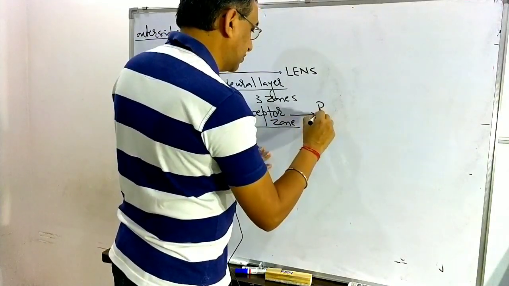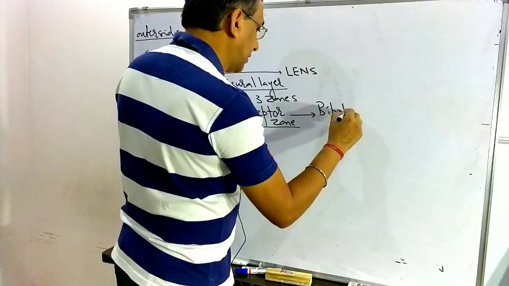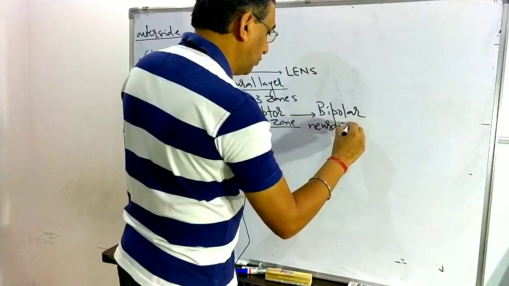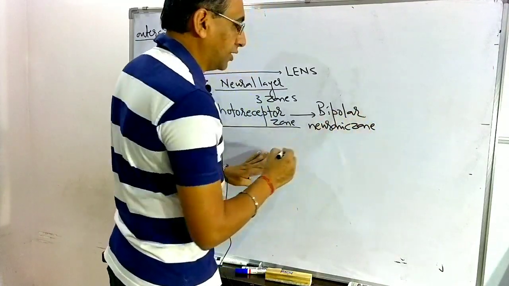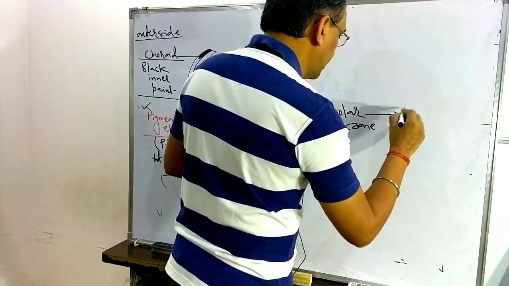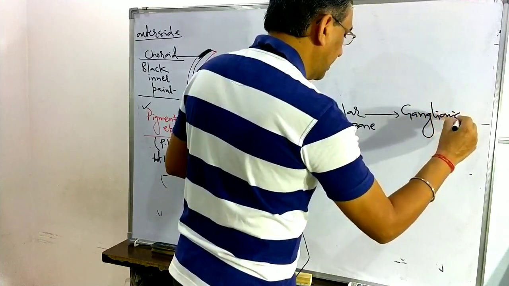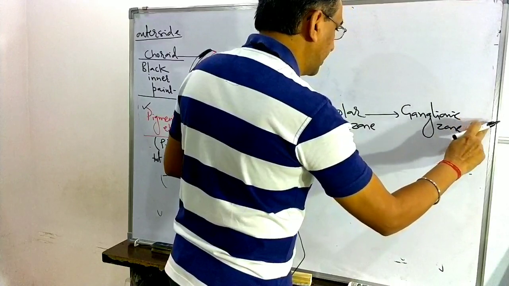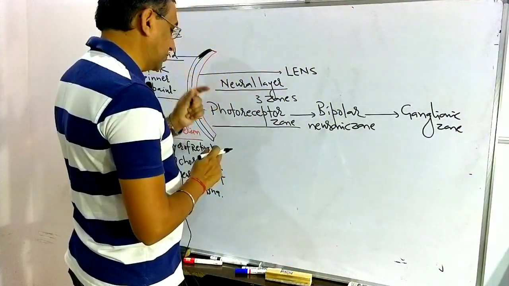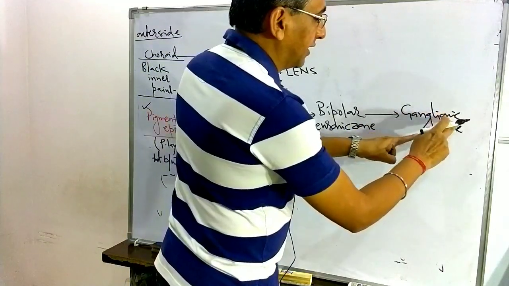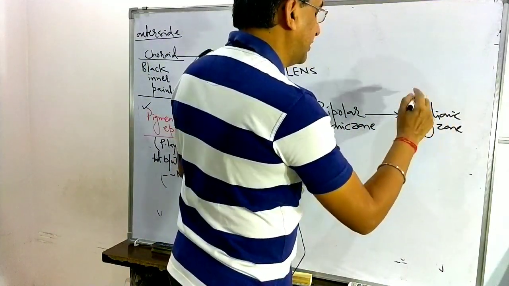Second one, that is known as the bipolar neuronic zone. In this part bipolar neurons are present. And third one is known as the ganglionic zone. So photoreceptor layer, bipolar neuron layer, ganglionic cell layer or ganglionic layer here.